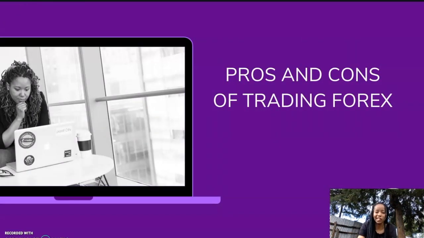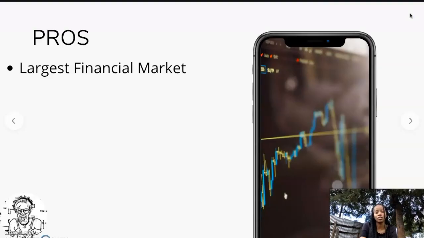As is with everything in life, there are advantages and disadvantages. So here are the pros and cons of trading Forex. Forex trading is the largest financial market, which generates over trillions of dollars each and every year. It's for everybody. You don't have to be a bank or a really rich person to trade. You can simply get on the platform and trade.